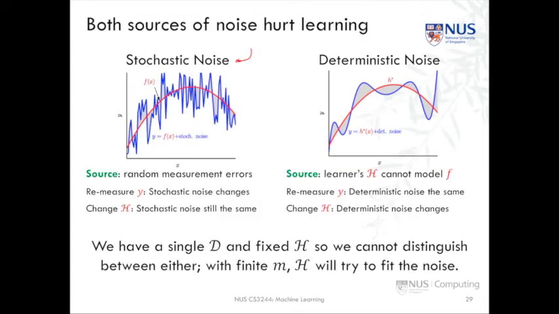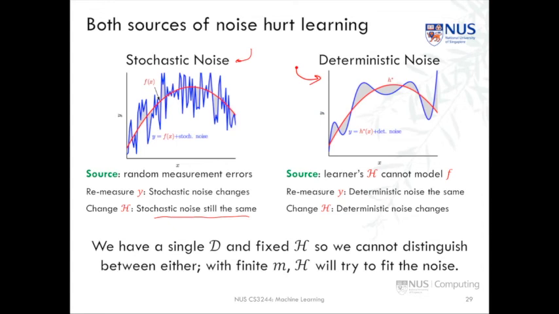We have stochastic noise that we see on the left-hand side that we started with. These are random measurement errors, and oftentimes when we remeasure the target at that particular input, we would get a different value. Even if we change the hypothesis class, it wouldn't vary because it has nothing to do with the hypothesis class, just a problematic case when we are not very accurate at measuring the target at a particular input value. So changing H doesn't change anything about the stochastic noise.